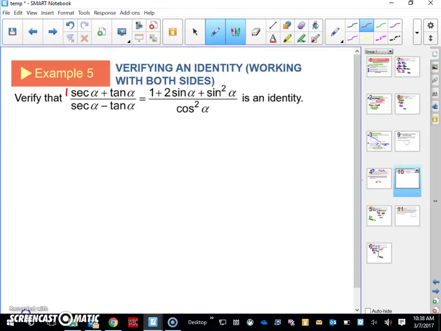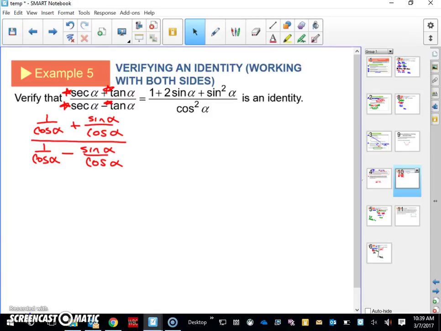Okay. Secant alpha would be 1 over cosine alpha plus tangent alpha would be sine alpha over cosine alpha. You don't know how to make an alpha. Imagine making an x but not picking up your pencil. Okay. On the bottom, you've got another secant alpha, so another 1 over cosine alpha, minus another tangent alpha, so minus that sine alpha over cosine alpha. Pretty complicated looking fraction, a lot of stuff going on.